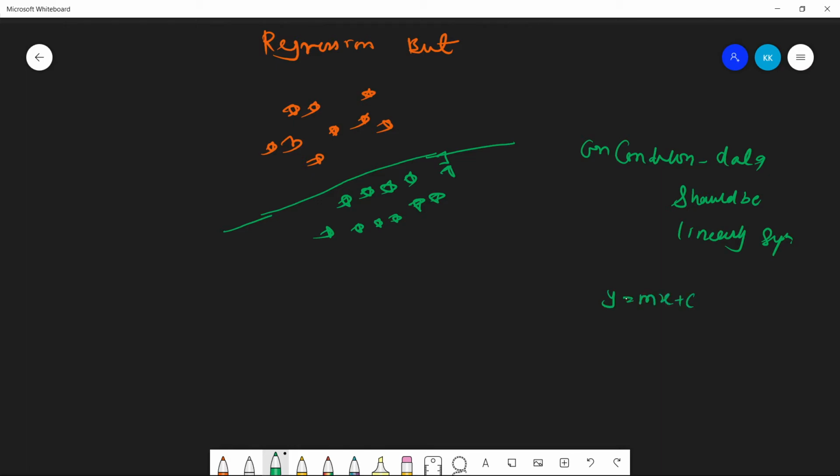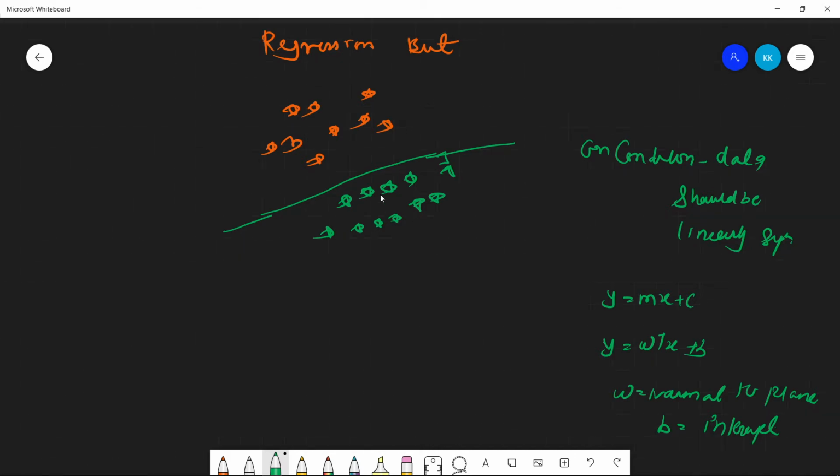But suppose you have data in a higher dimension, like 3D or 4D, which we cannot visualize with our eyes, but such kind of data is available. For that data, the plane is given by omega transpose x plus b, where omega is normal to the plane and b is the intercept. Okay, I think this is clear.